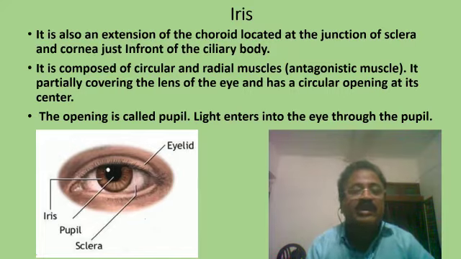So you can see in this diagram the darkish part, the blackish part, that represents the pupil, and the part that surrounds it represents the iris of the eye.